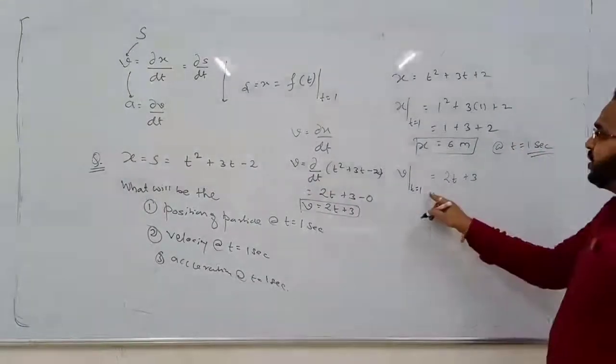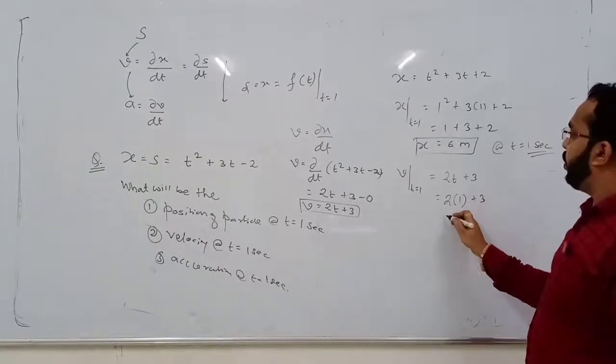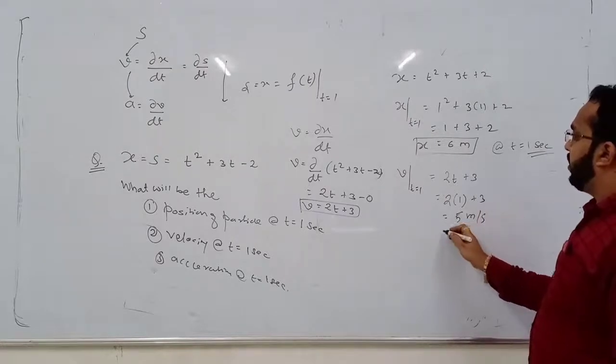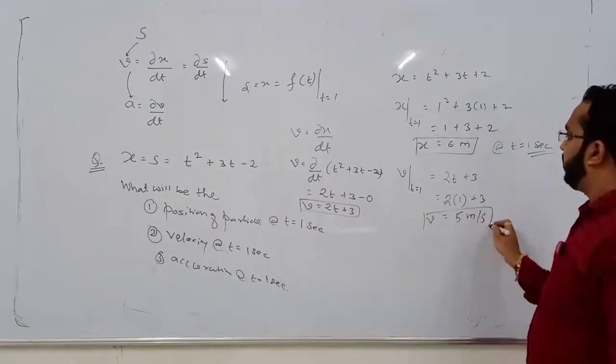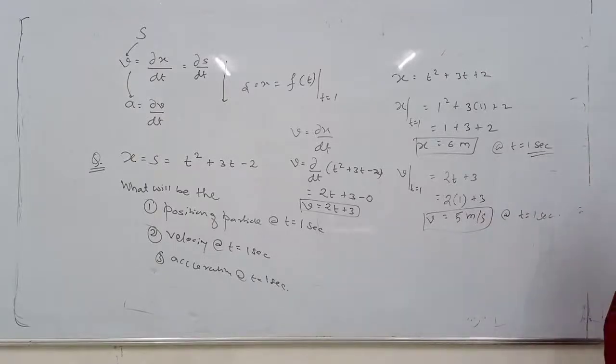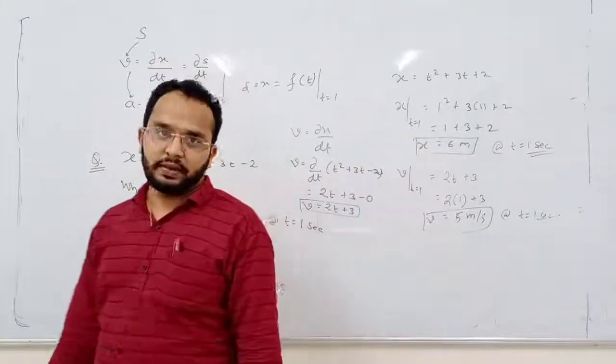Now substitute t is equal to 1. So it will be 2 into 1 plus 3, which is 2 plus 3, 5 meters per second. This is the velocity at time t is equal to 1 second.